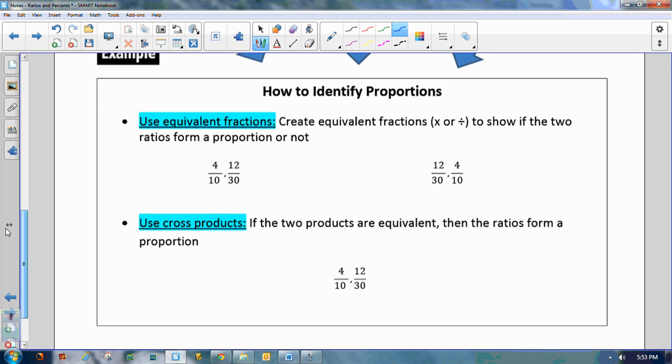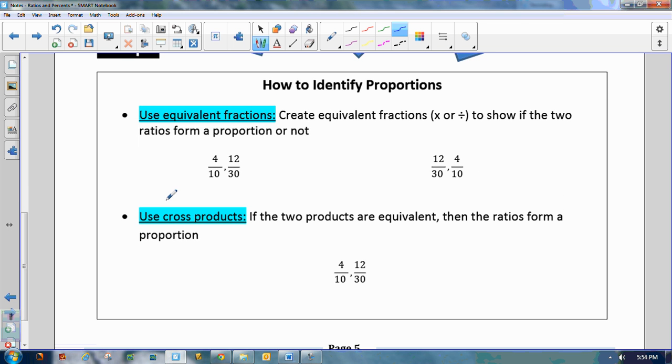We're first going to talk about how to identify proportions. Now remember, the definition said that proportions are equivalent ratios, and one of the ways to write a ratio is in fraction form. So we can look to see if our two ratios in fraction form are equivalent fractions. The two ways that we can create equivalent fractions is by multiplication or division to show if those ratios form a proportion or not. In this first example, we have 4/10 and 12/30. 4 to 10, 12 to 30. We're going to use multiplication because I notice here on the left the digit is smaller and then the number on the right is greater, so that means multiplication was used.